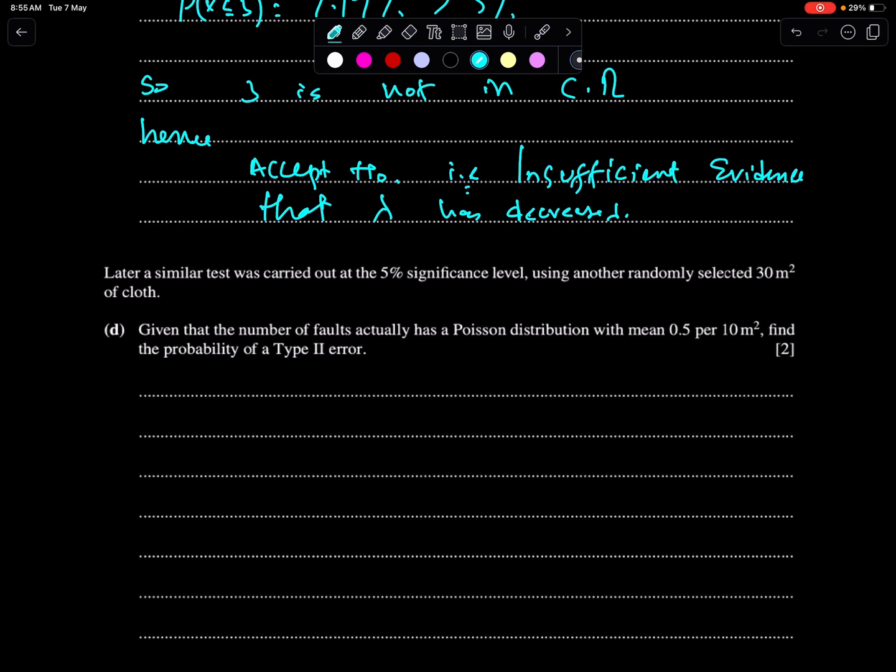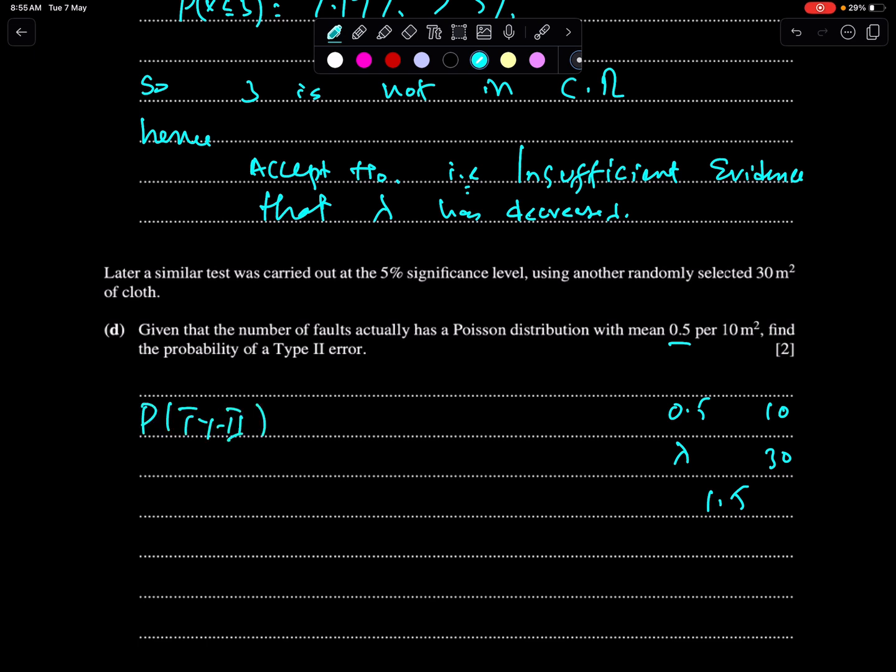Later, a similar test was carried out at the 5% significance level using another randomly selected 30 meters square of cloth. Given that the number of faults actually has a Poisson distribution with mean 0.5 per 10 meters square. So this is the new lambda. But this is for 10 meters square. For 30, it should be 1.5, I guess. We need probability of type 2.